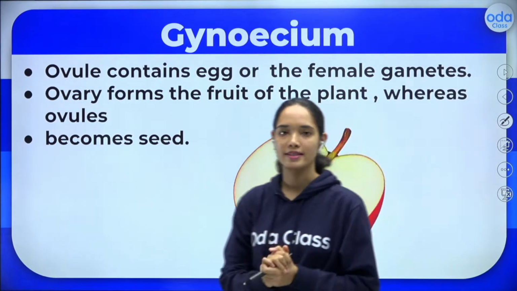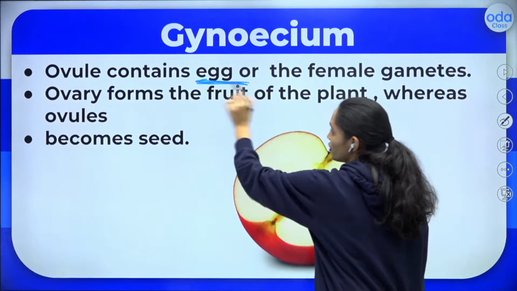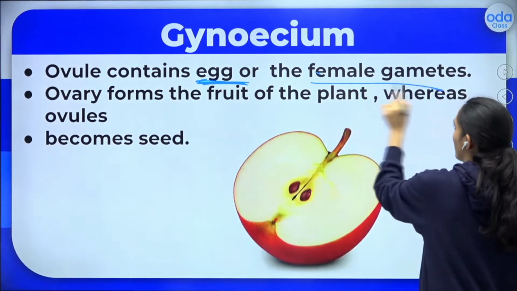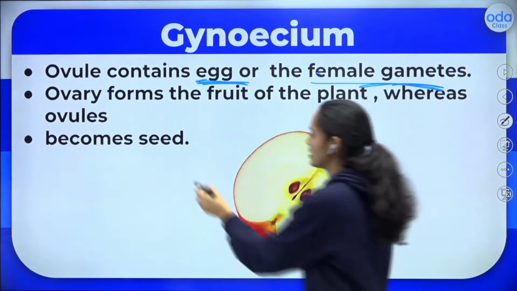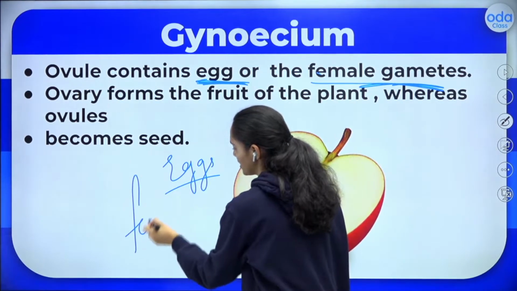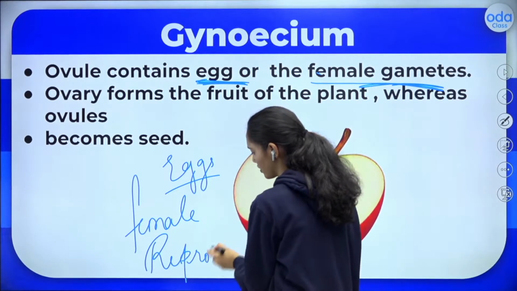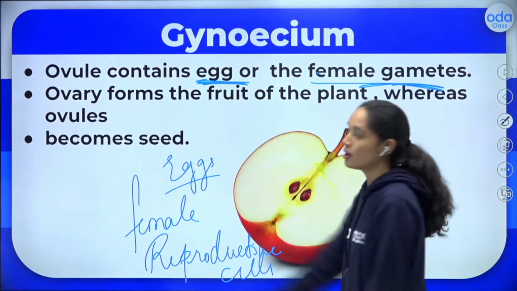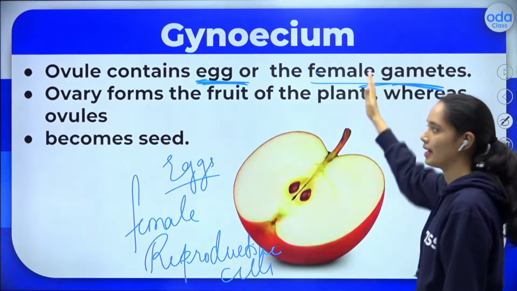Why are these ovules present? These ovules contain eggs, or you can say female gametes. That means eggs are the female reproductive cells. Is this clear? Ovule contains eggs or the female gametes.